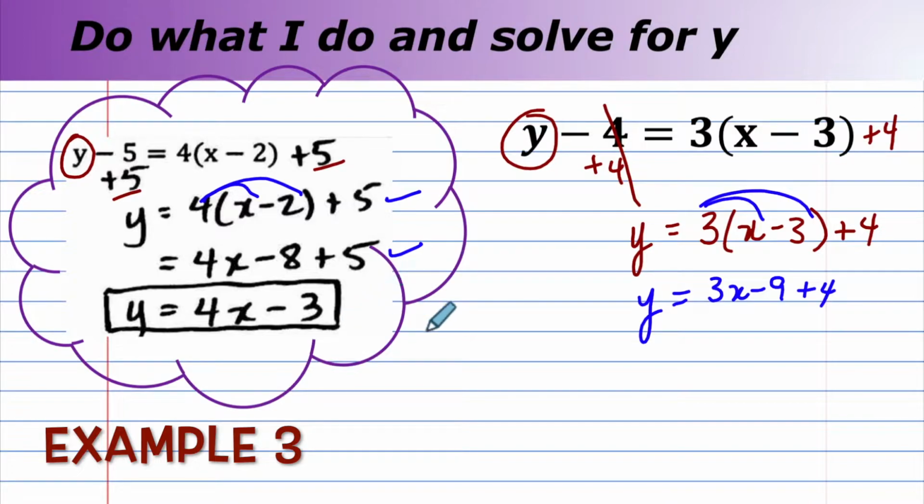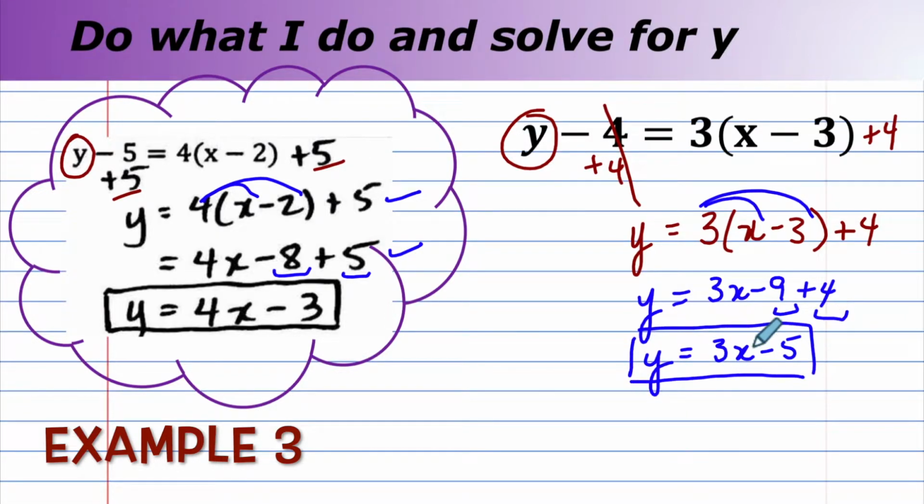And now to get to the last step, we collect like terms. Like this one, negative 8 plus 5 made a negative 3. So then a negative 9 plus 4 is going to be a negative 5. And there it is. Y is all by itself here.